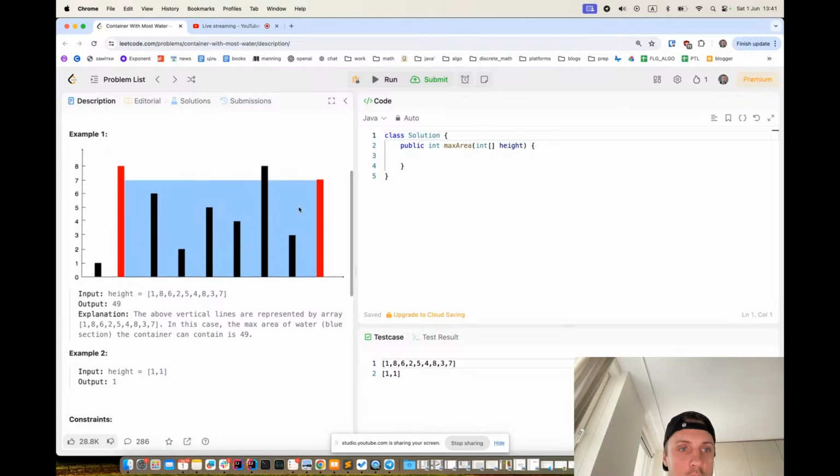All right. So here, for example, we have some points, and we see that we have 7 multiplied by 7, which would be 49. So the container would hold 49 units of water. If we have a container of height 1, like this one, the container would be 1. So how can we solve it?